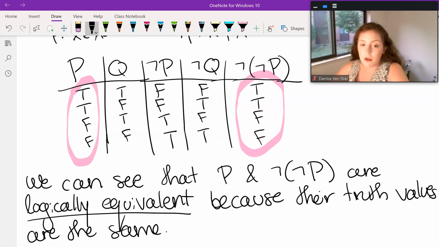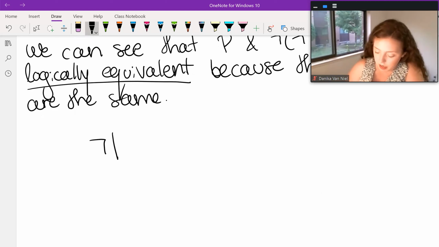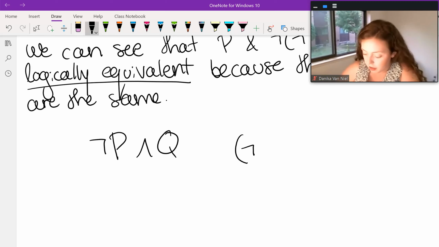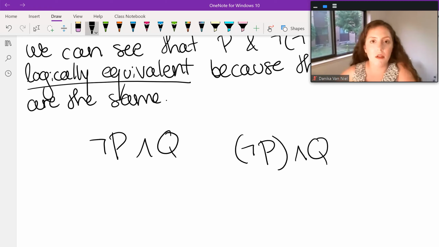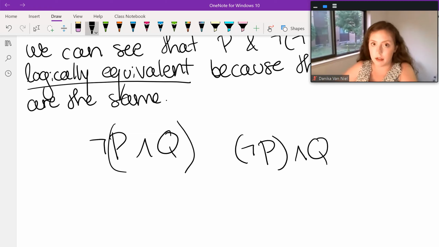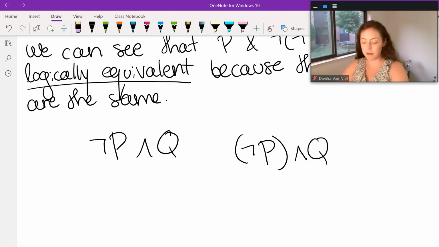Well, how about not P and Q? So let me write it because that might be a little bit confusing. So I mean not P and Q. When I write it like this, what I mean is the not is only on the P part. Okay, if I was going to negate the whole statement, I would put parentheses like that. Okay, let's get rid of those. So I mean one of these two, whichever one works for you. I'm probably going to keep writing like this just so that I have less to write. Okay, but they're the same.